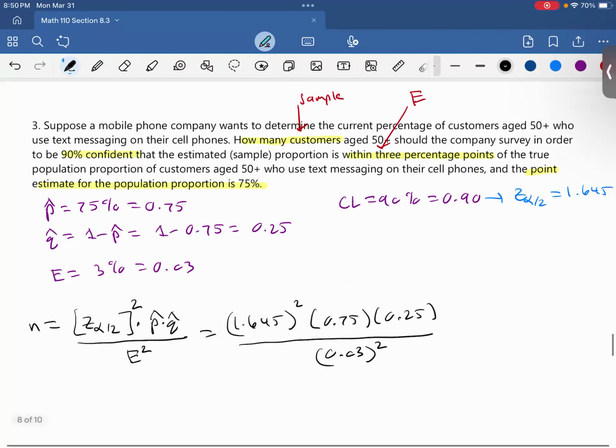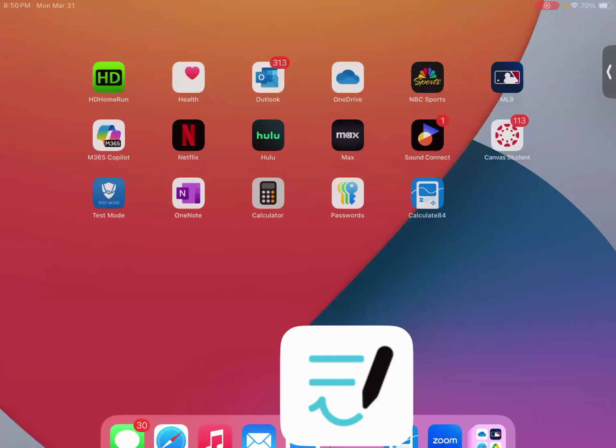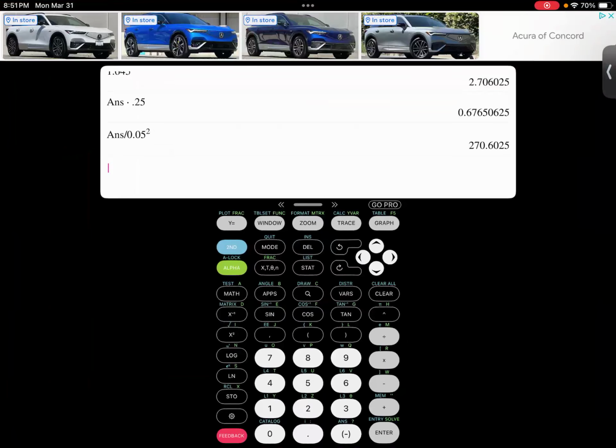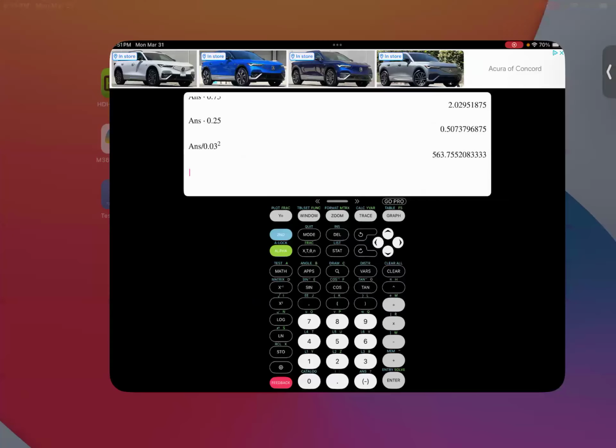Much like the last problem, let's take this one step at a time and make sure we're calculating our values correctly. Let's go to the calculator. Here I have 1.645 squared. Then I want to multiply it by 0.75. Then I want to multiply that by 0.25. And then I want to divide all of that by 0.03 squared. And that's what I get, 563.755. Let's go ahead and write that down.